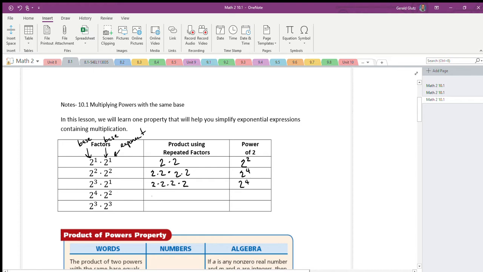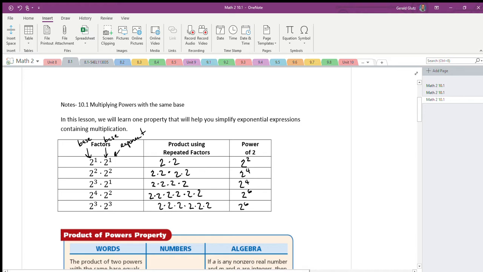2 to the 4th means 4 2's, all multiplied together, times 2 more 2's. So in total, we have 1, 2, 3, 4, 5, 6, so 2 to the 6th. And then 2 to the 3rd times 2 to the 3rd, 2 times 2 times 2, 2 times 2 times 2. So again, we have 6 2's, so 2 to the 6th.